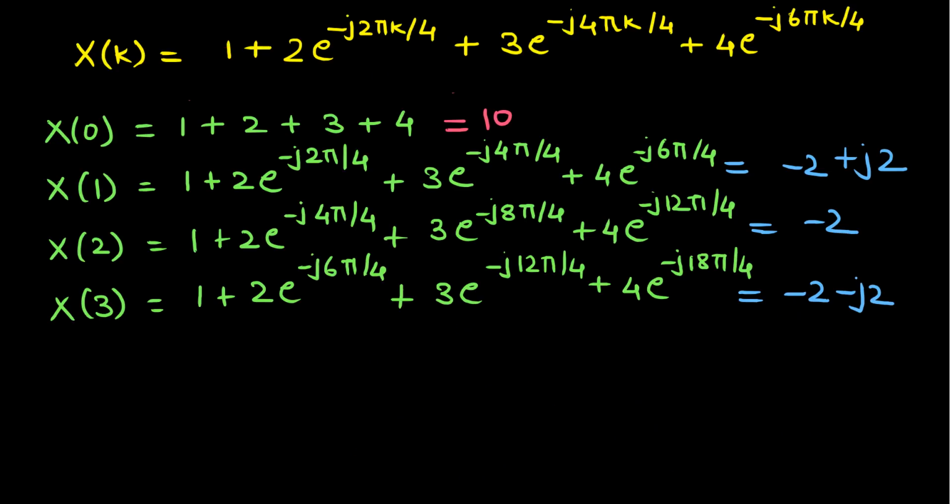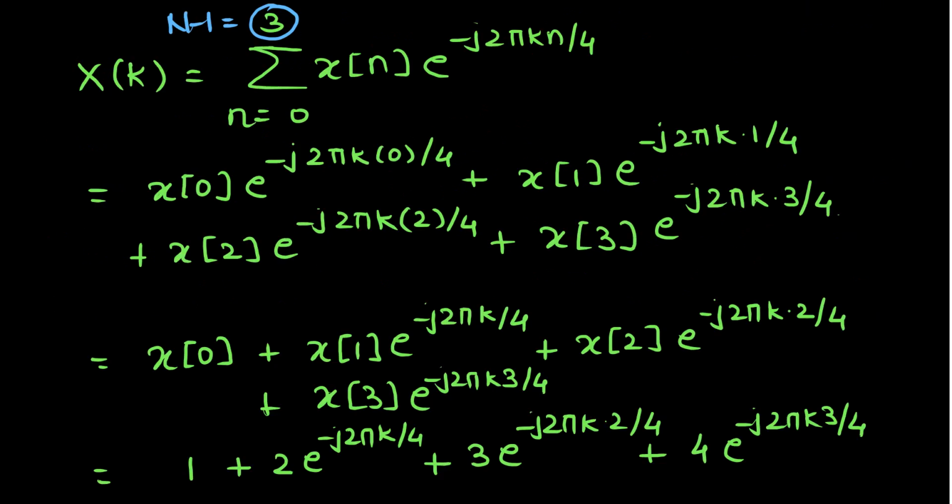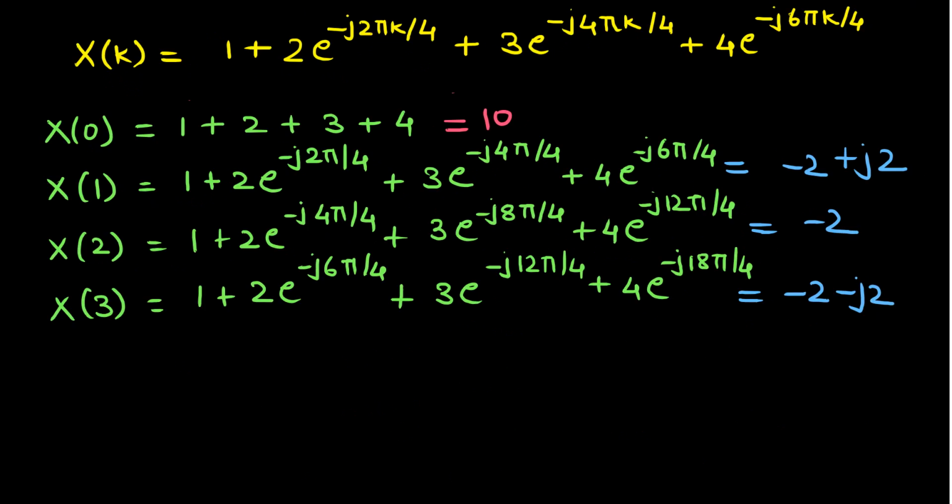So it is 1 plus 2 into e to the power minus j 2 pi k by 4, plus 3 into e to the power minus j 4 pi k by 4. So it was 2 into 2 here, so it is simply 4 by 4, plus 4 into e to the power minus j 6 pi k by 4. Now we know that the range of k varies from 0 to n minus 1, that is 0 to 3. So we need to substitute the value of k from 0, 1, 2 and 3 in order to obtain the discrete Fourier transform.